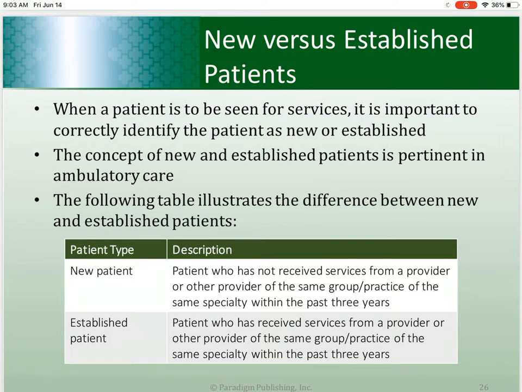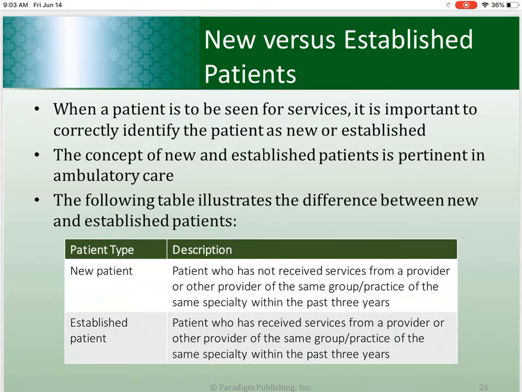All right, so now we're going to get into how we determine a new versus an established patient. So for the purposes of admission and registration, a new patient is defined as a patient who has not received any services from a provider or a provider in the group of the same specialty and subspecialty within the last 3 years. So this could be a brand new patient. They've never ever received service from this physician or from a partner in that same practice, or it could be someone that saw a physician in that office 4 years ago or 3 years and 2 days ago. That would be considered a new patient.